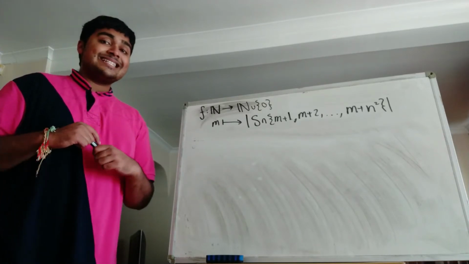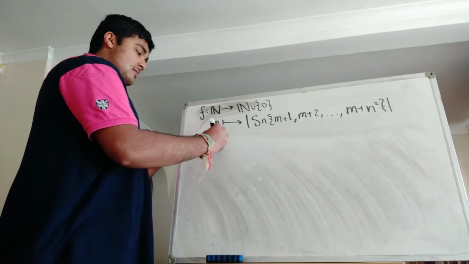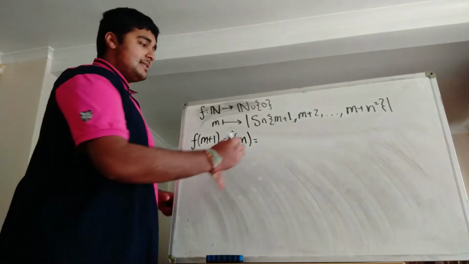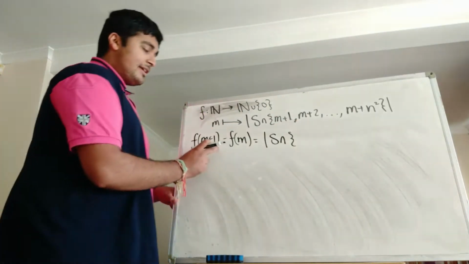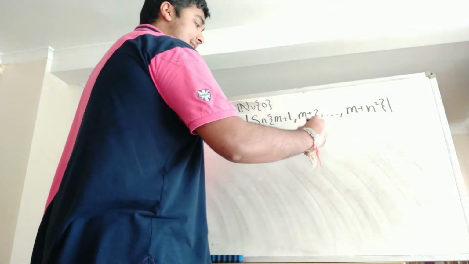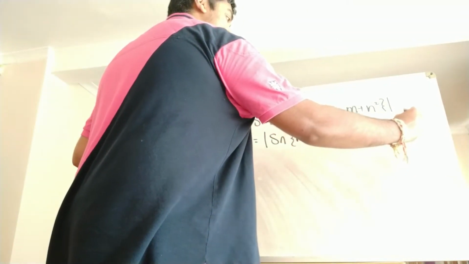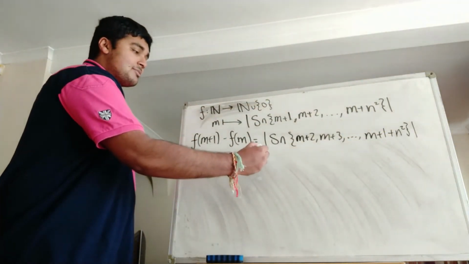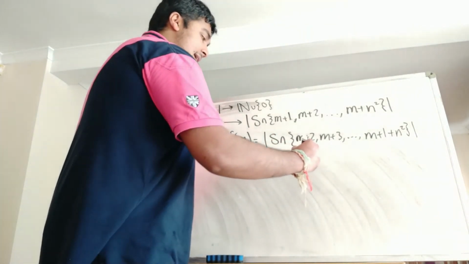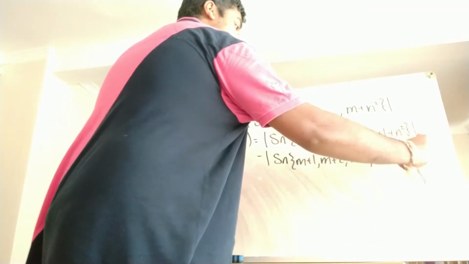The first thing we're going to do is consider two consecutive terms of f, so f of m plus 1 minus f of m, just plugging in the definition of f. When we're looking at f of m plus 1, we replace all the m's with m plus 1, so we get S intersect m plus 2, m plus 3, all the way up to m plus 1 plus n squared. Then we subtract off f of m, which is S intersect m plus 1, m plus 2, all the way up to m plus n squared.